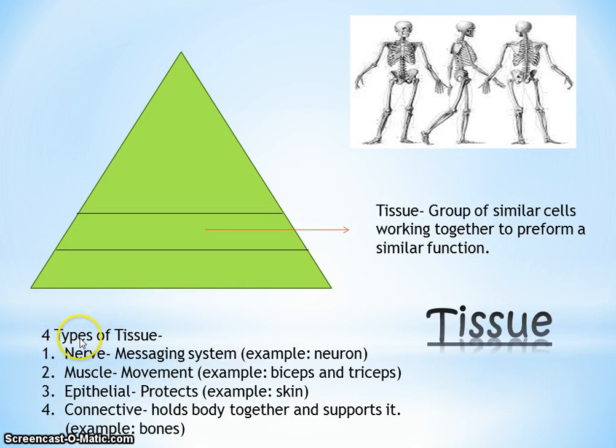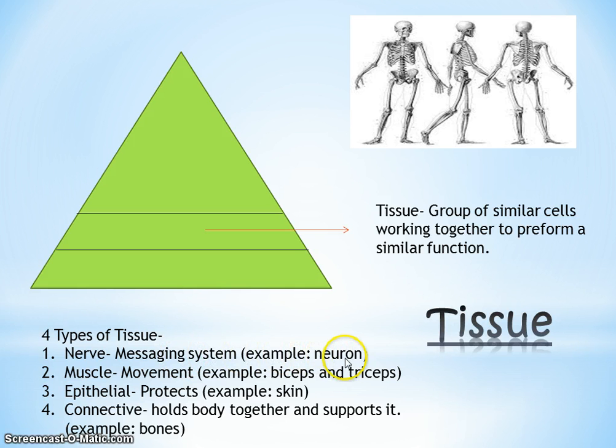And then down here we have 4 types of tissue. We've got nerve tissue, muscle tissue, epithelial, and connective. Nerve tissue. If you pinch yourself, it hurts, okay? That's because your nerve tissue is sending a message to your brain that tells you that if you pinch yourself, it hurts, right? So your nerve tissue is a messaging system, okay?